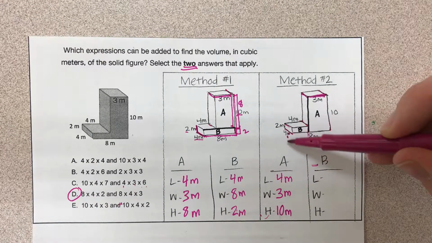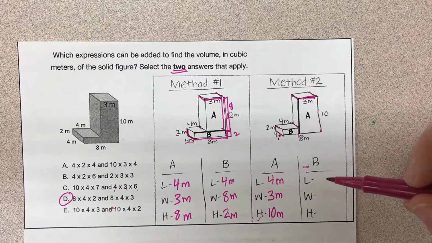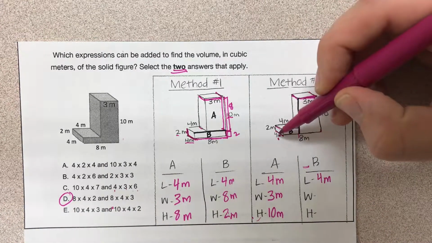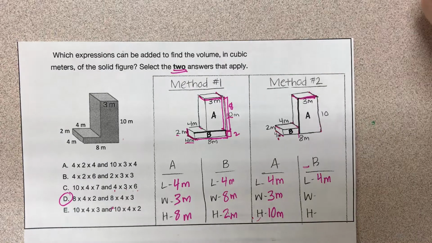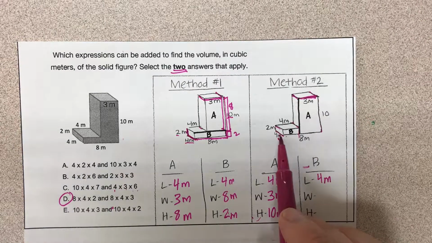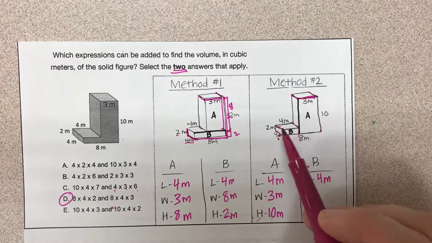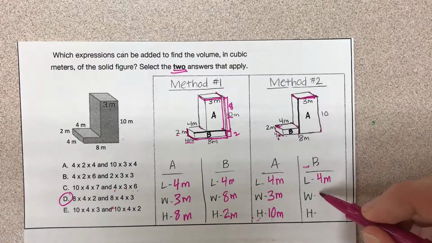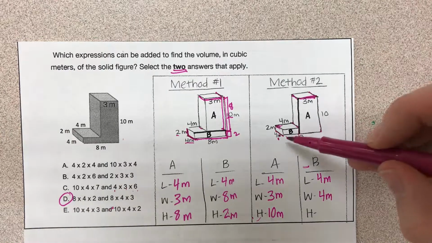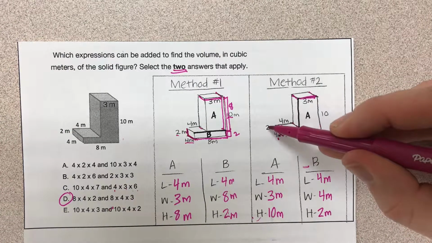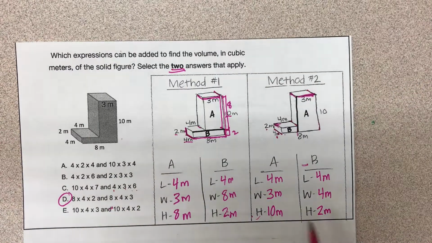B is very small over here. Now the length for B, again, is 4 meters because that is our length right here and it's marked as 4. Our width is going across this way and we can see that it's marked as 4 meters as well. And then the height we know again is 2 meters. Going up and down, we have it marked here as 2 meters. So these are our dimensions for method 2.